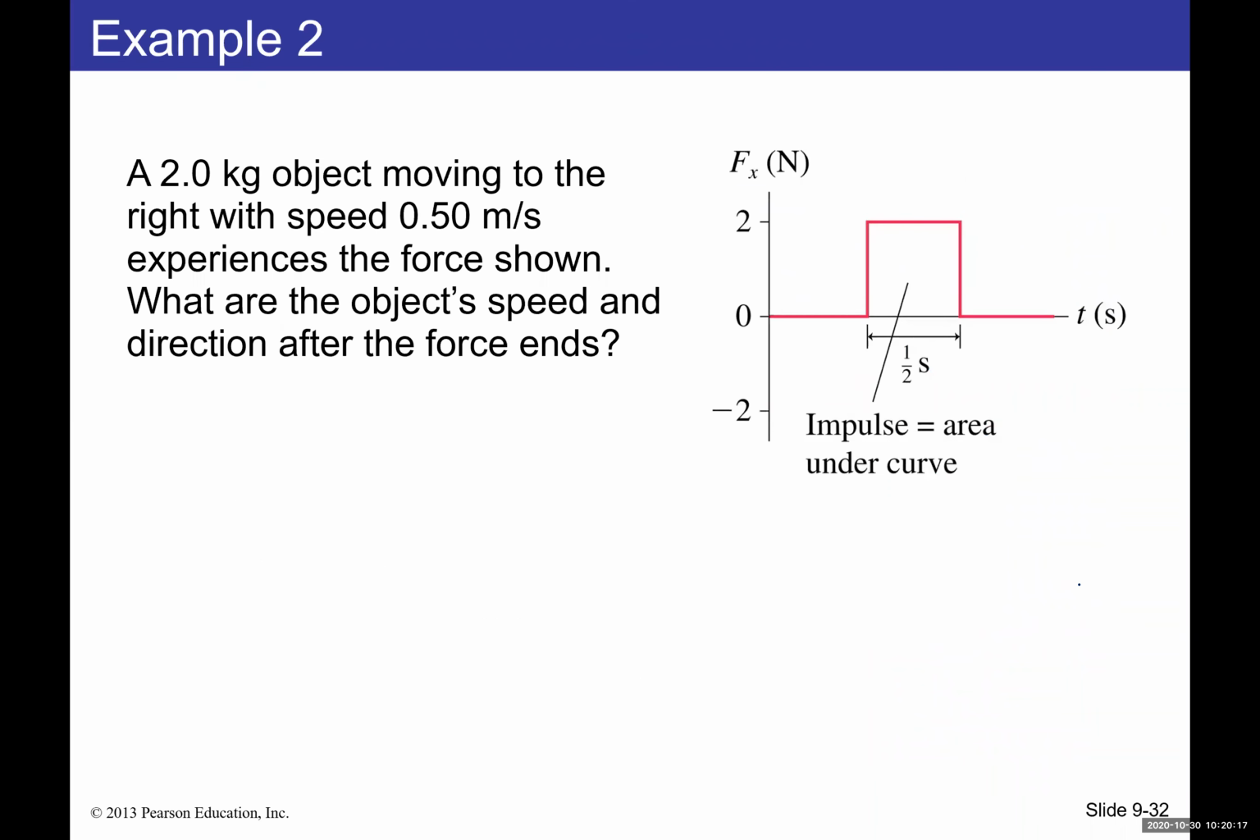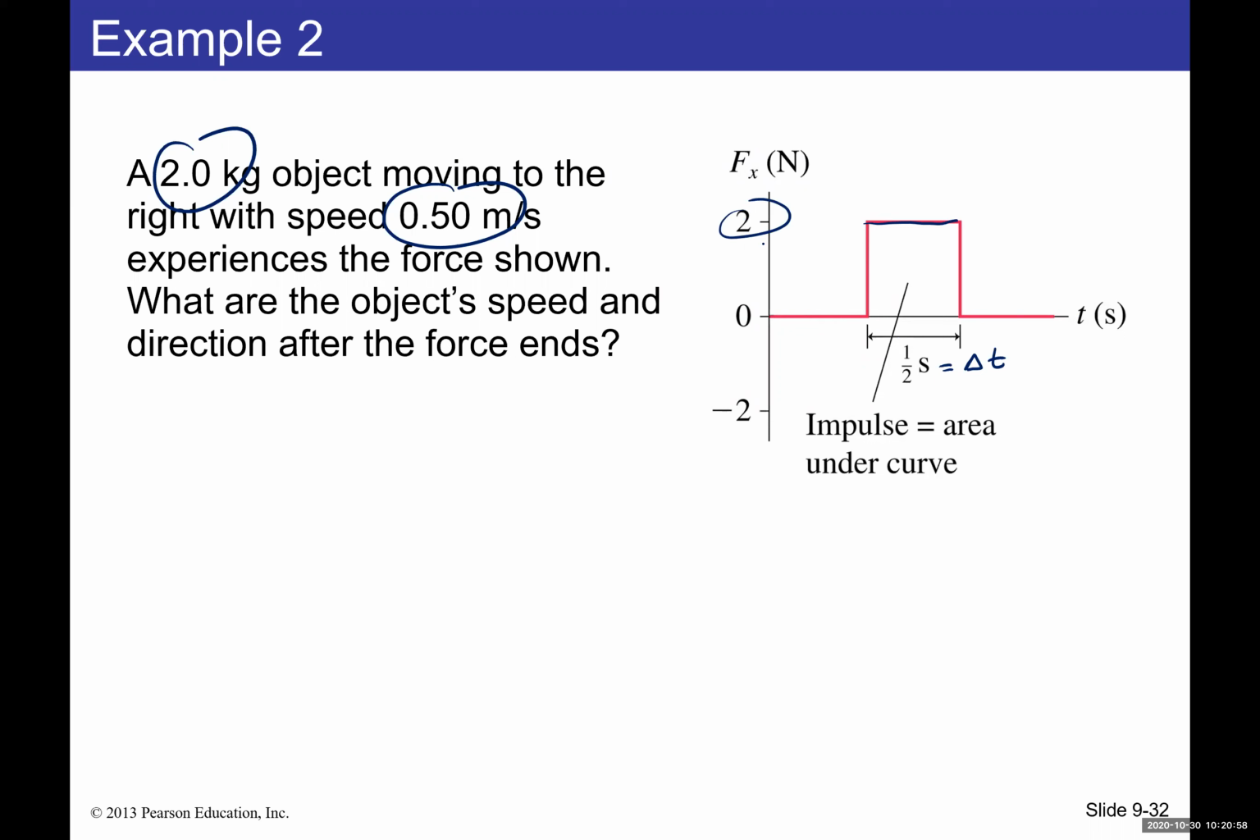All right, let's look at a few simple examples. You have a 2 kilogram object moving to the right with a speed of 0.5 meter per second, and it experiences the force shown in the diagram. What are the object's speed and direction after the force ends? All right, so let's see what we have. We're given the mass, we're given the initial speed, and we're given the force versus time graph. And we're told that the delta t is half a second, the force is constant for that half a second, and the magnitude is 2 newtons.